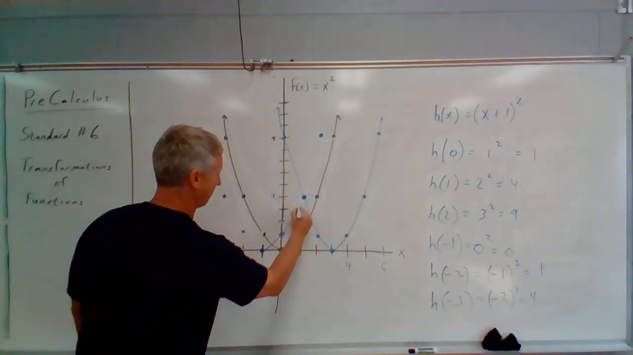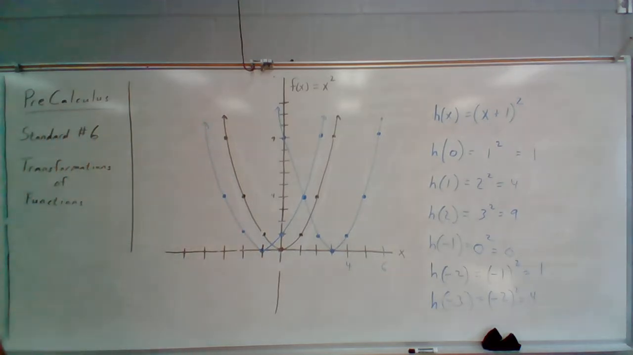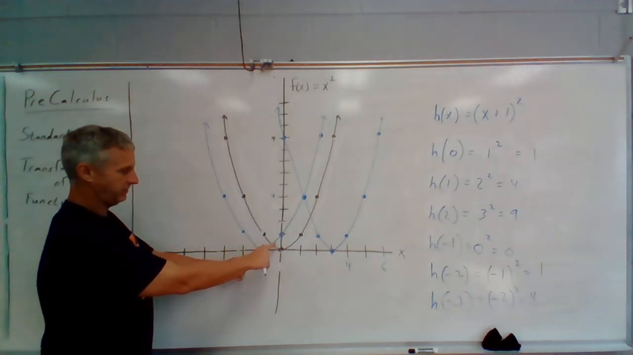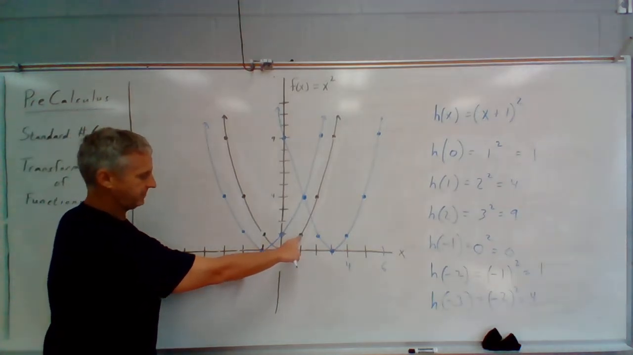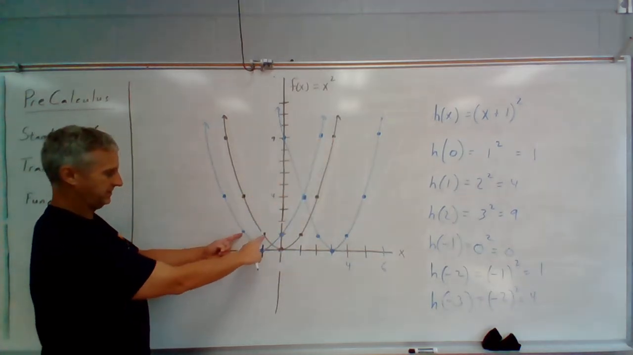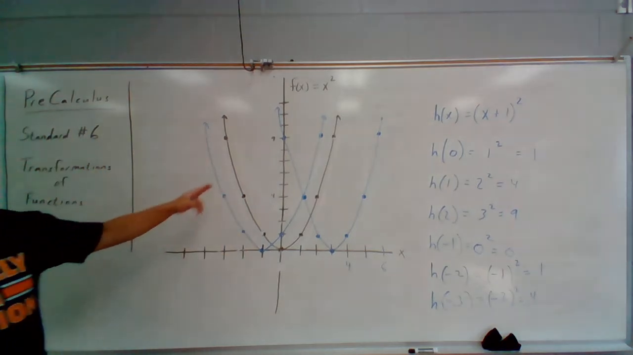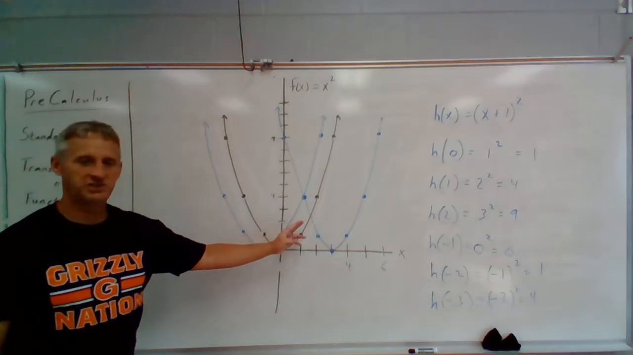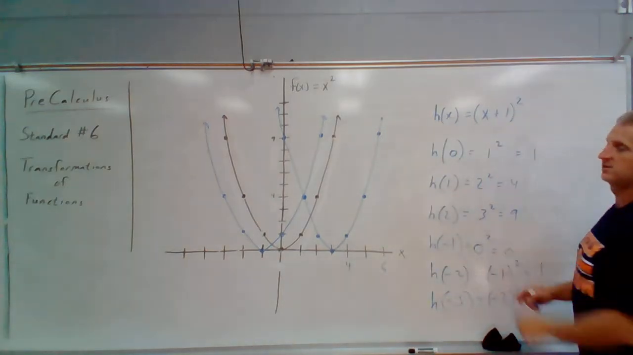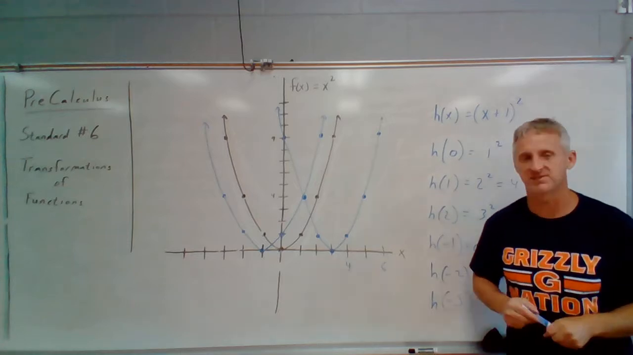Let's graph this. All right, so notice this point got shifted left 1. This point got shifted left 1. This point left 1. This point left 1. This point went left 1. This point went left 1. And so with this one. So every point on the original black graph got shifted left 1 space. So the plus 1 caused the original function to shift left 1 space. So it's kind of opposite.